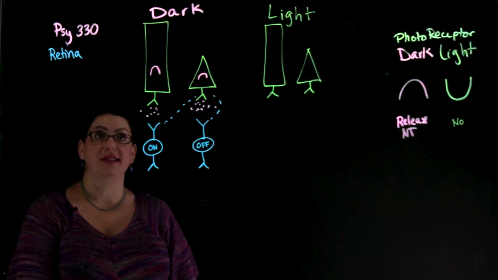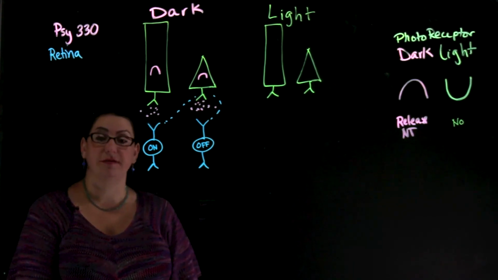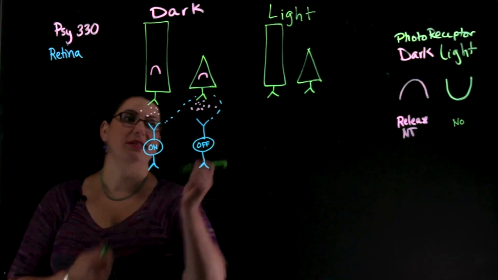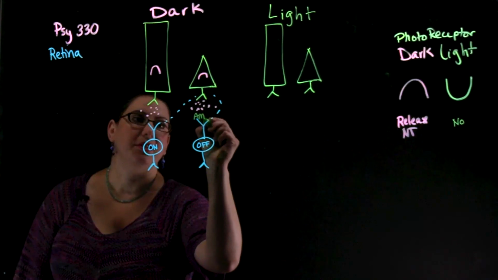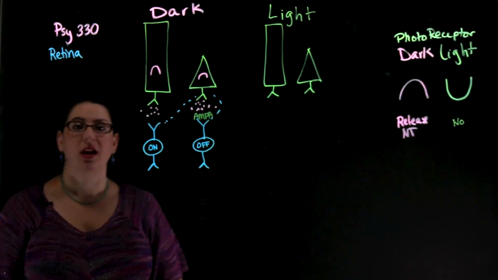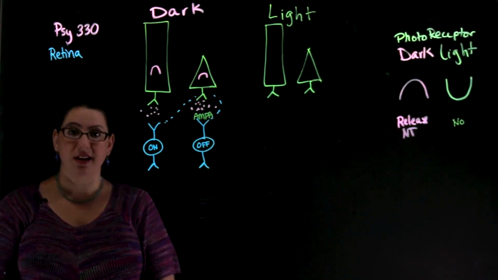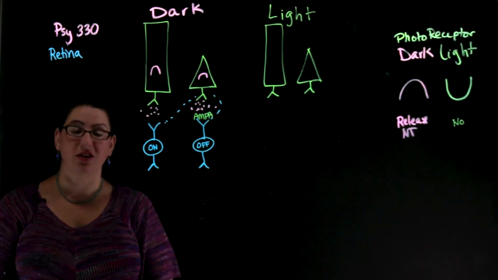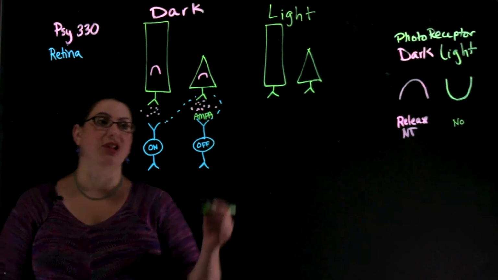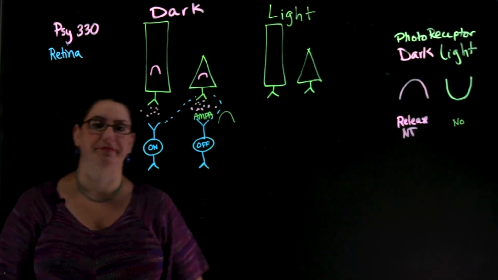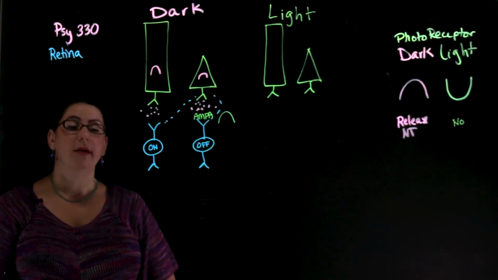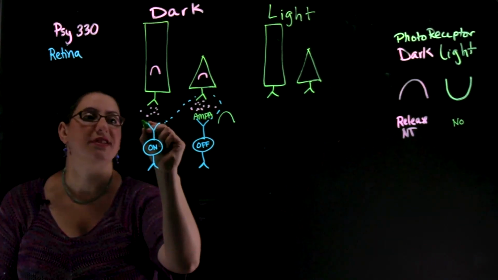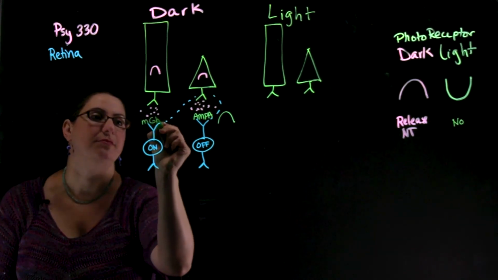First, let's see what happens in the dark. In the dark, the photoreceptors are releasing glutamate. The off bipolar cells express the AMPA receptor. As usual, when glutamate binds AMPA, the cation channel opens, potassium leaves, sodium enters. It causes a depolarization called an EPSP. However, the on bipolar cell expresses a receptor called mGluR6.